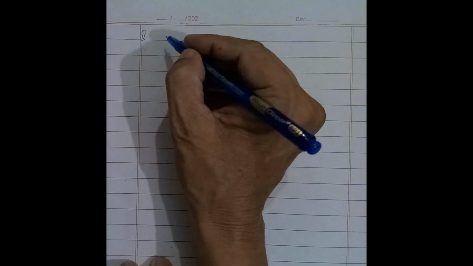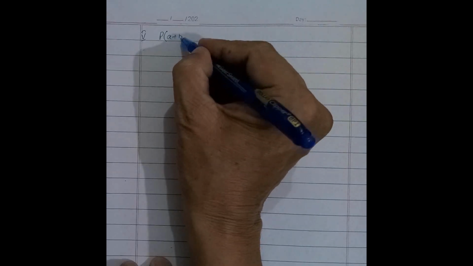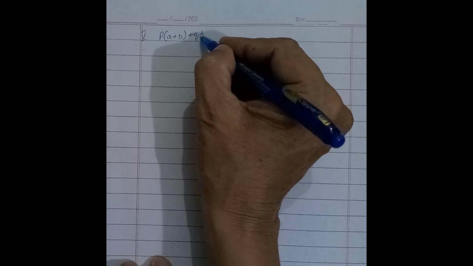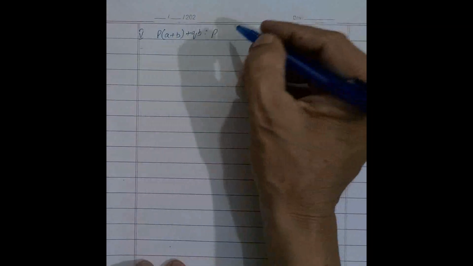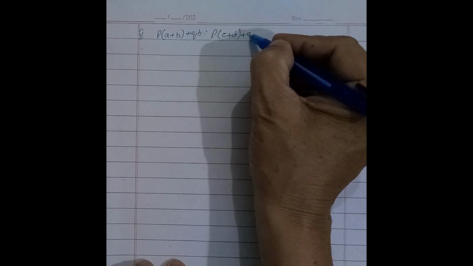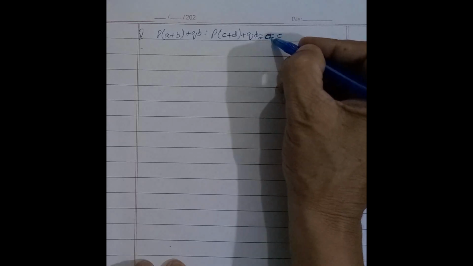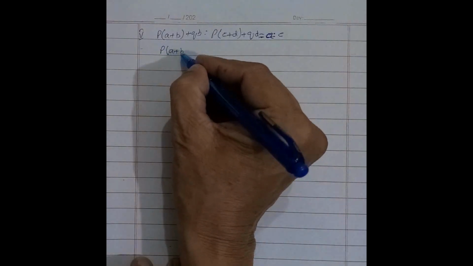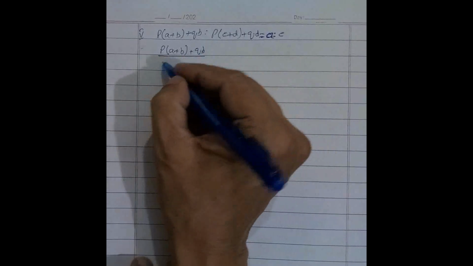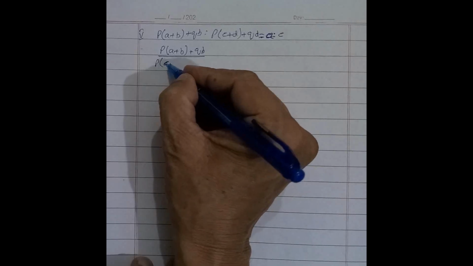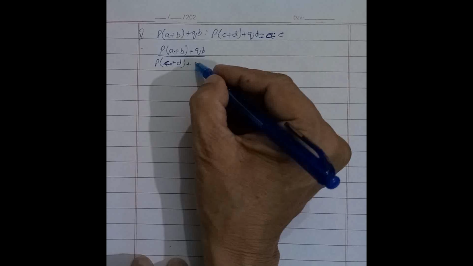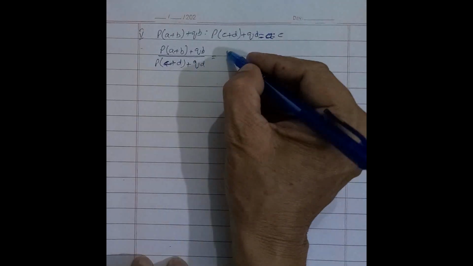What is (PA + B + QB) ratio (PC + D + QD) is equal to A ratio C. Here is A ratio C, and first we write them in the fraction form, which is (PA + B + QB) over (PC + D + QD) is equal to A over C.